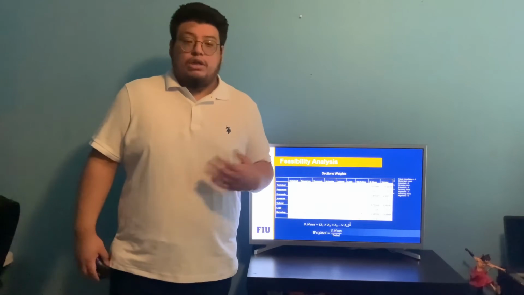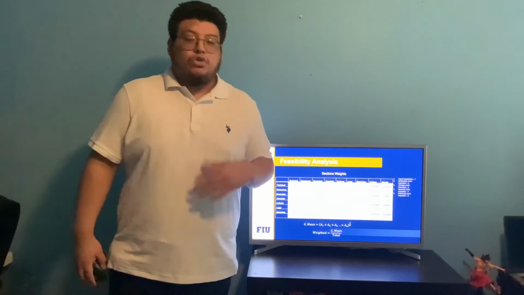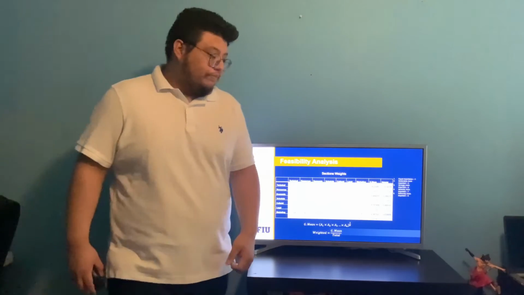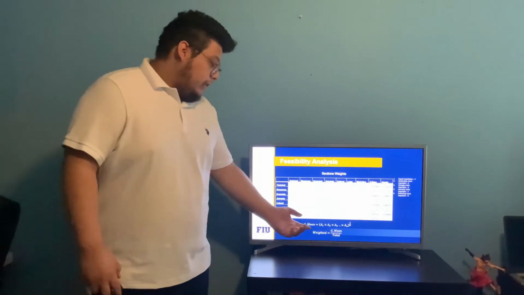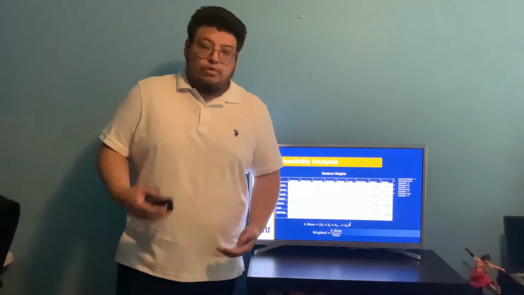The scale is from 1 to 9, 1 being of equal importance, and 9 being extremely more important than the other. The G mean is calculated by this equation, and the weighted score is just the G mean over the total.